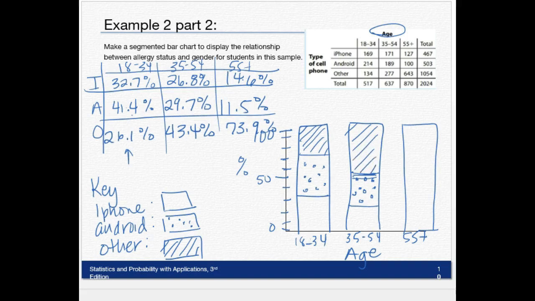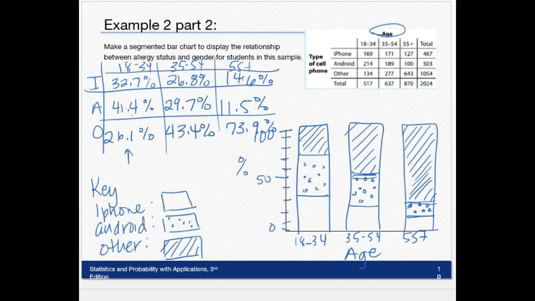For 55 plus, only 14.6% were iPhones. That's going to be a very small part, so I'm going to leave that part blank. 11.5% were Android, so if I add up 14.6 and 11.5, I get 26.1. Very small portion use Android, sorry. Polka dot it. And the rest of this gets striped. 73.9%. That's 73.9% of that bar. That's how you construct your segmented bar graph.